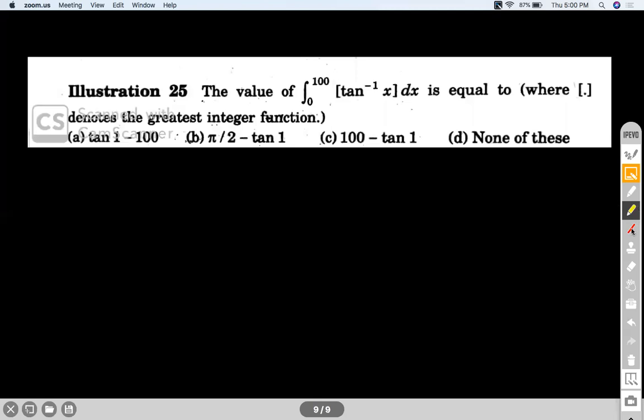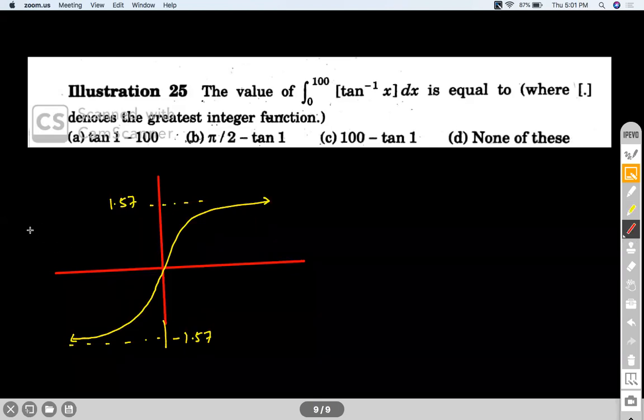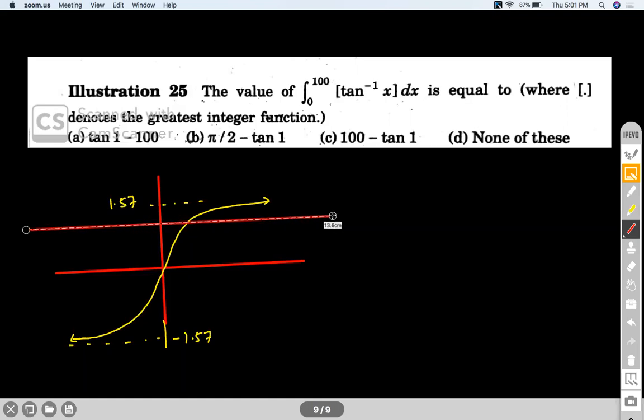Okay, now this type of problem is best solved by plotting the graph. If you plot the graph of tan inverse x, we all know the graph of tan inverse x looks like this, where it dies at pi by 2. Pi by 2 is 1.57, correct? This is minus 1.57. Now, whenever you're plotting the graph of GIF of any function, we normally make steps of size 1 each. So this is your line y is equal to 1.